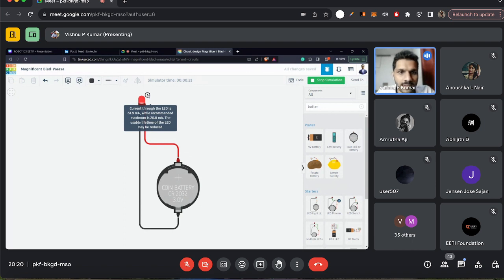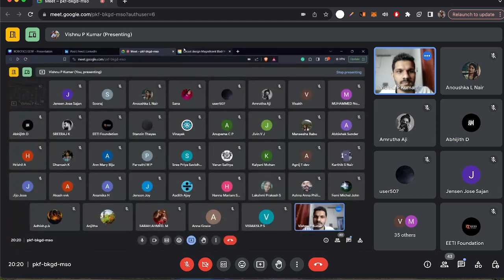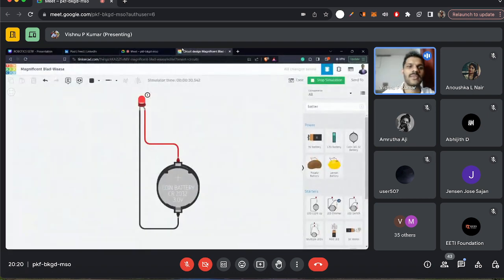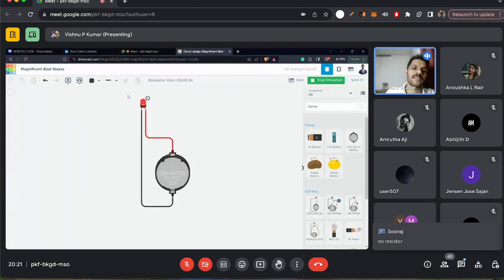So why is it happening? What's the problem? It's just as Jensen told, we need a resistor. And this is just a warning. The LED is working now.